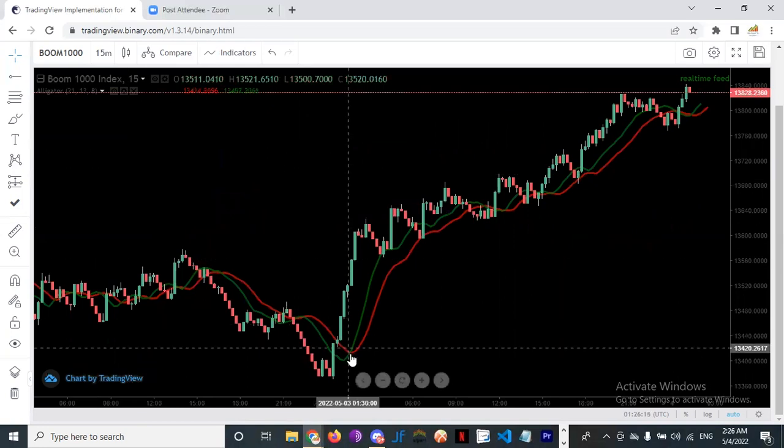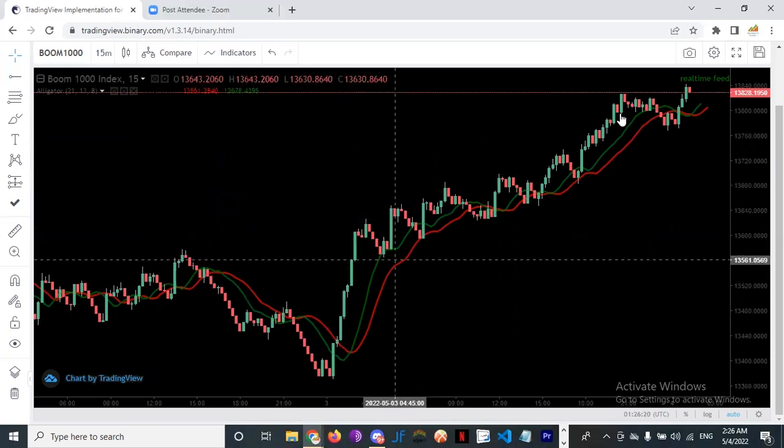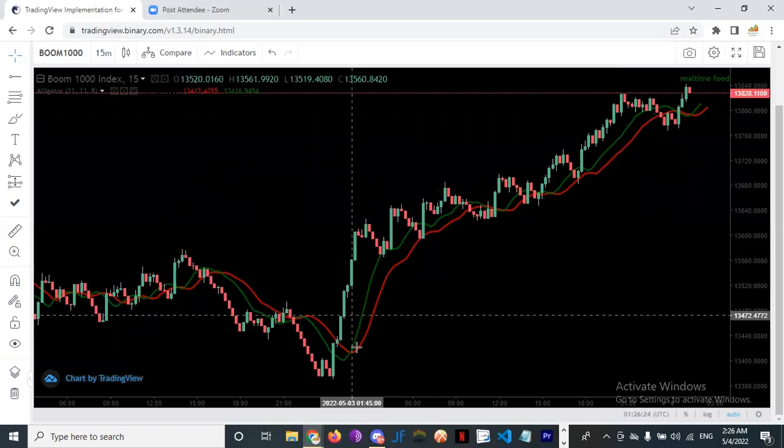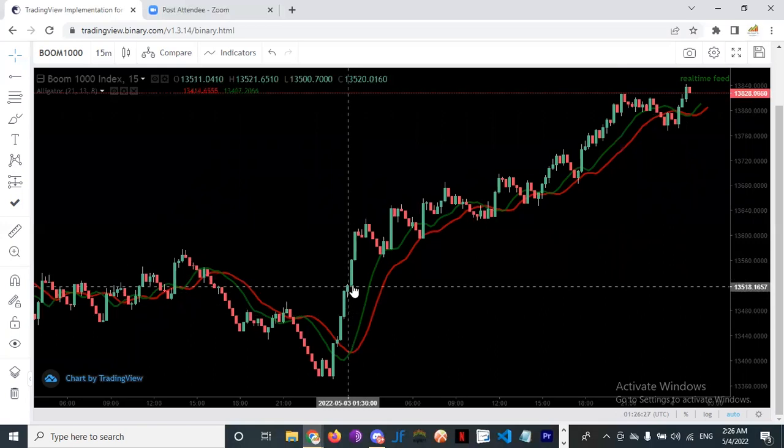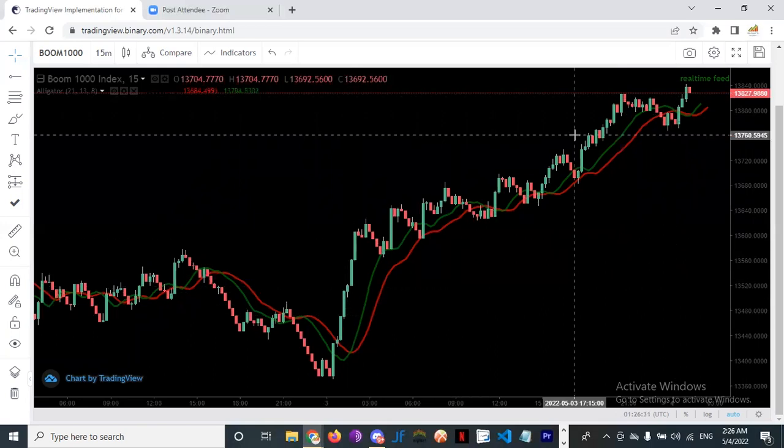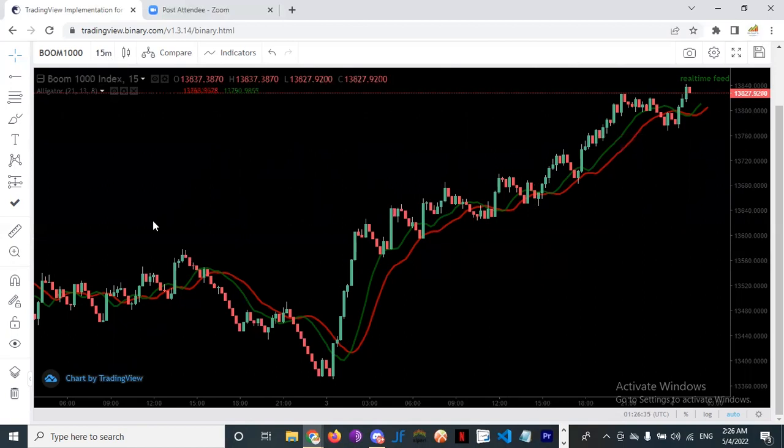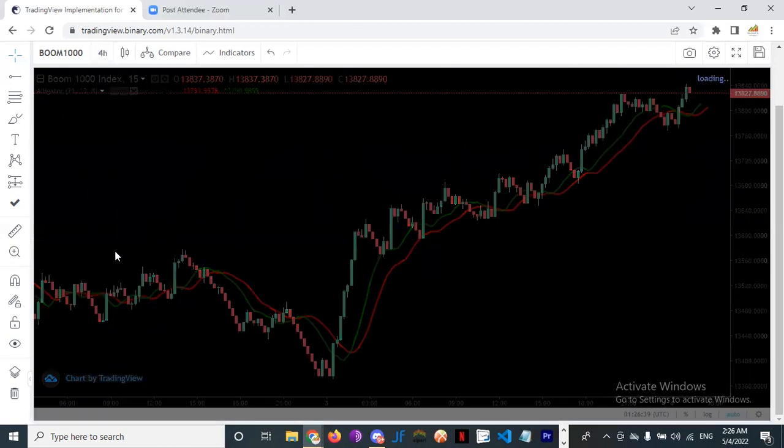As you can see, in this case, you would have stayed in this trade, you would still have been in this trade up to now, and that's making you a lot of money. So you entered here on synthetic indices. Let's get back to the 4-hour time frame for perspective.